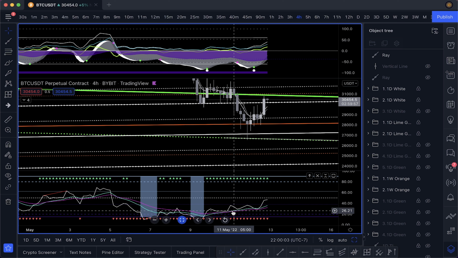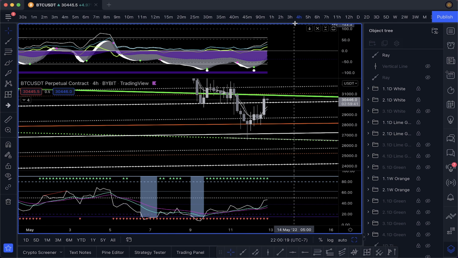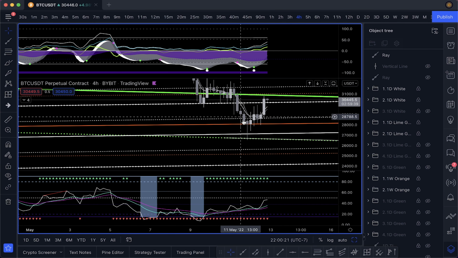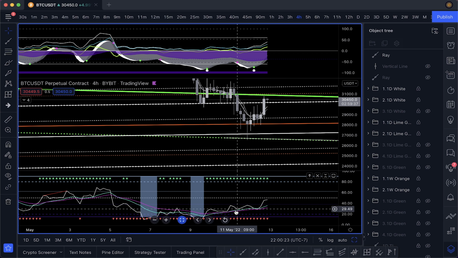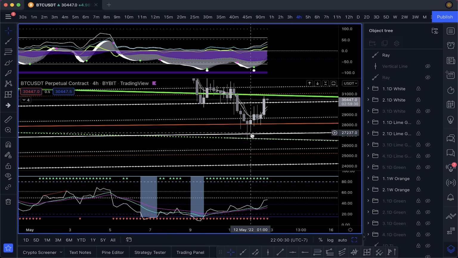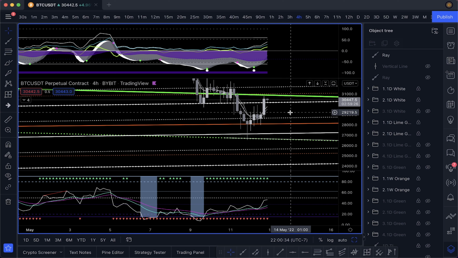You also have your EMAs. The EMAs are very important. Once you get a cross on higher time frames, like the 4 hour, you knew this was going to hold as support here. Okay, so we got the cross way back here. Over here, it came down. Boom, put in your bullish divergence. We're off to the races.